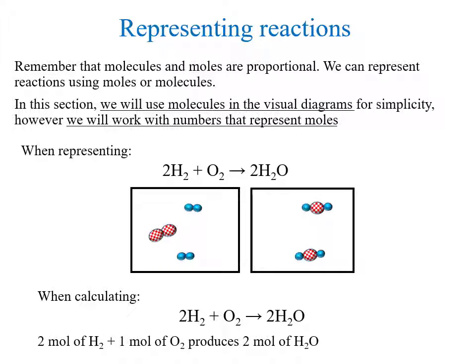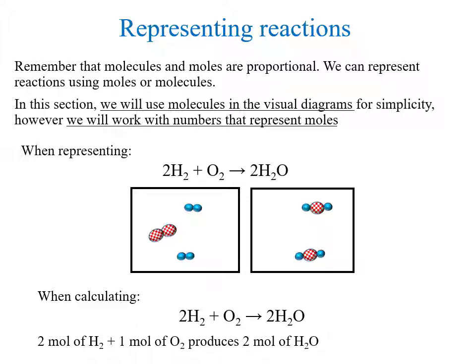Now, just as a reminder, we can represent reactions with this kind of image. When we do a representation like this, we are drawing molecules, and we are symbolizing a chemical reaction by considering that when we say 2H2 plus O2, we are talking about 2 molecules of hydrogen gas plus 1 molecule of oxygen gas that transforms and gives 2 molecules of water.